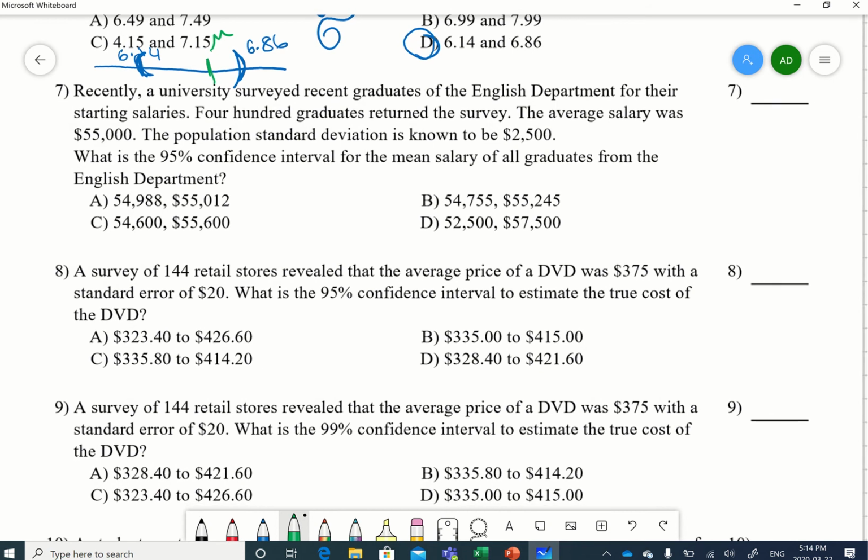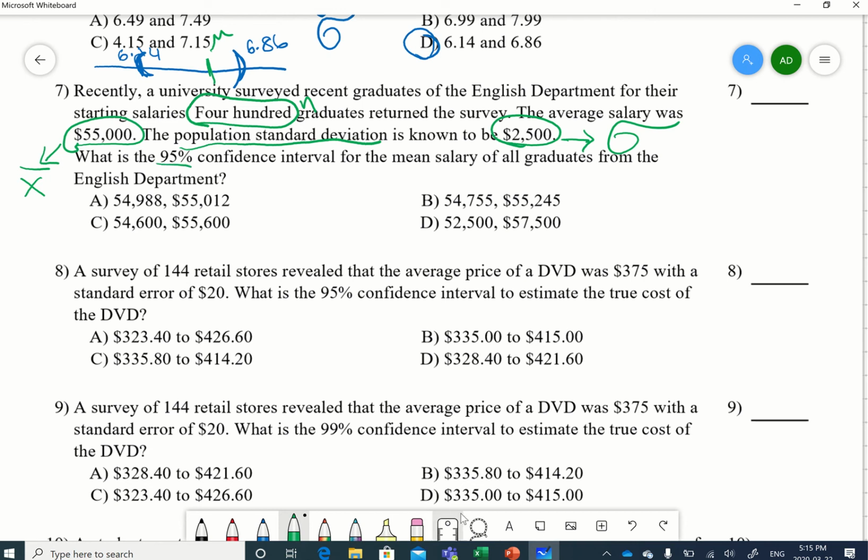Recently, a university surveyed graduates. Okay, so this is the same information we saw before. 400 is your n, the sample size. The average salary was 55,000. This is the sample mean. So out of 400, they calculated the average starting salary, and again it says the population standard deviation is this much. So this is sigma, the population standard deviation, and 95%.